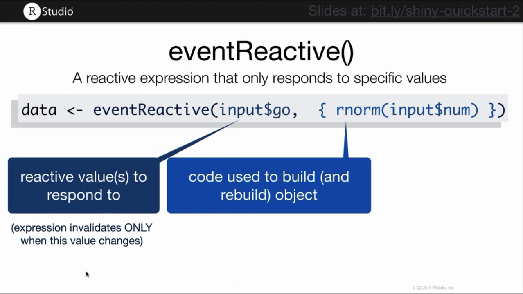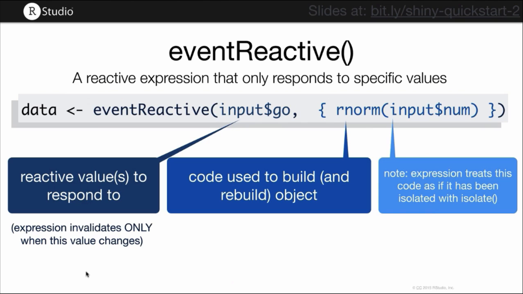The second argument is code that it will use to build the object and to rebuild the reactive expression object when it's invalidated. But just like with observeEvent, it'll treat this code as if it has been isolated, so it will not respond to changes in the reactive values in that code unless those values explicitly appear in the first argument.